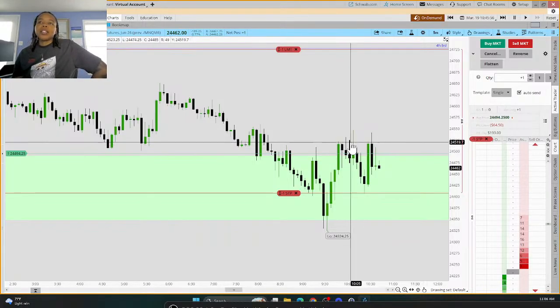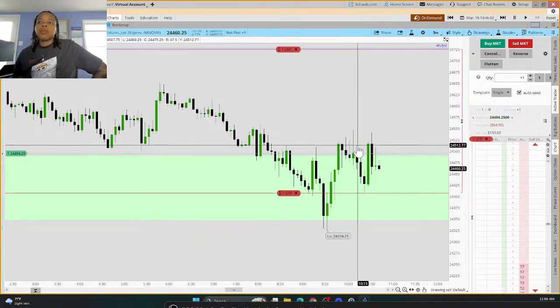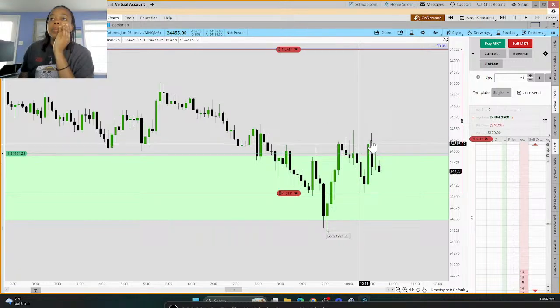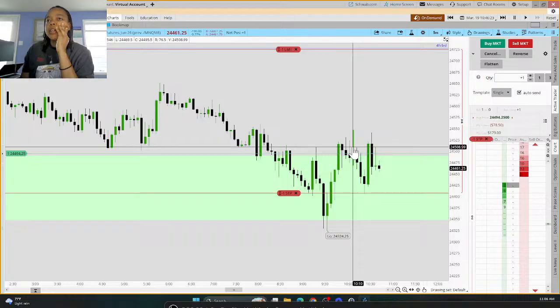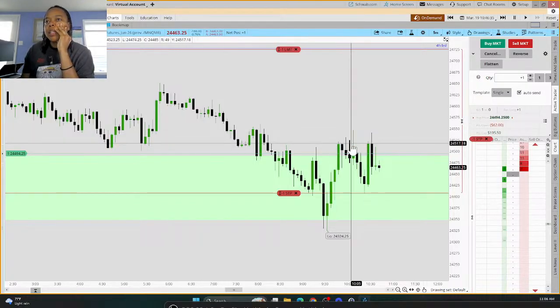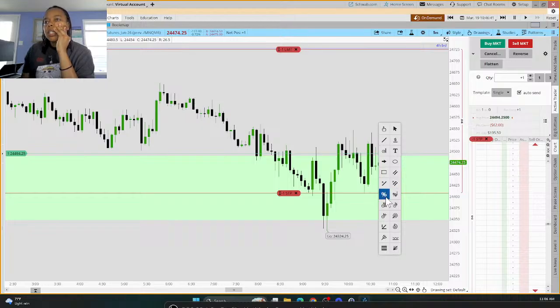But I was just realizing why this trade might be cooked. I should have waited for a close above here because I need the 50% of this wick to be closed above. Let's check it.